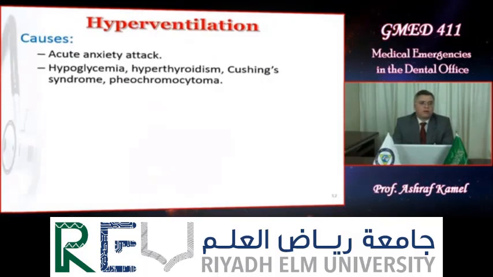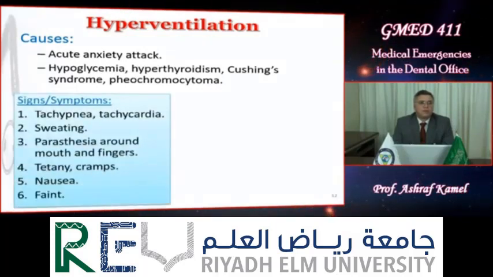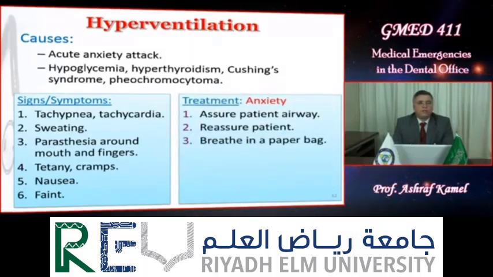Hyperventilation. The causes are acute anxiety attack, hypoglycemia, hyperthyroidism, Cushing's syndrome, pheochromocytoma. Signs and symptoms: tachypnea, tachycardia, sweating, paresthesia around the mouth and fingers, tetany cramps, nausea, and fainting. Treatment: for those due to anxiety attacks, we secure the airway, reassure the patient, and have them breathe in a paper bag.